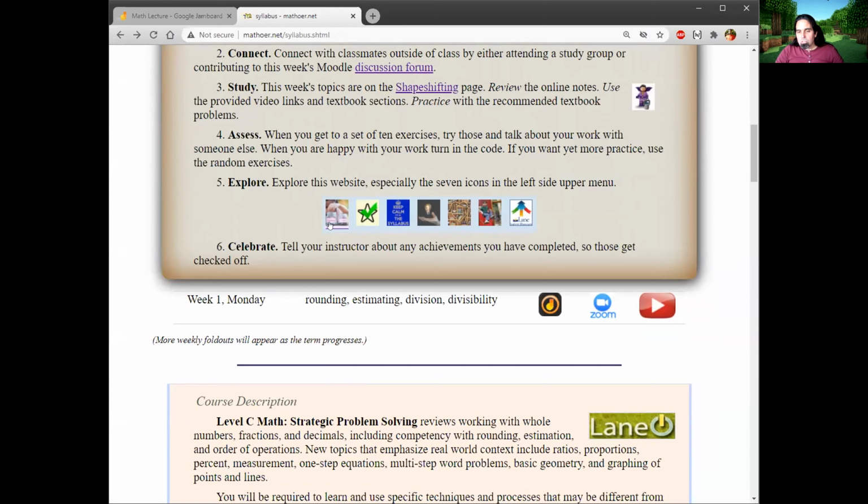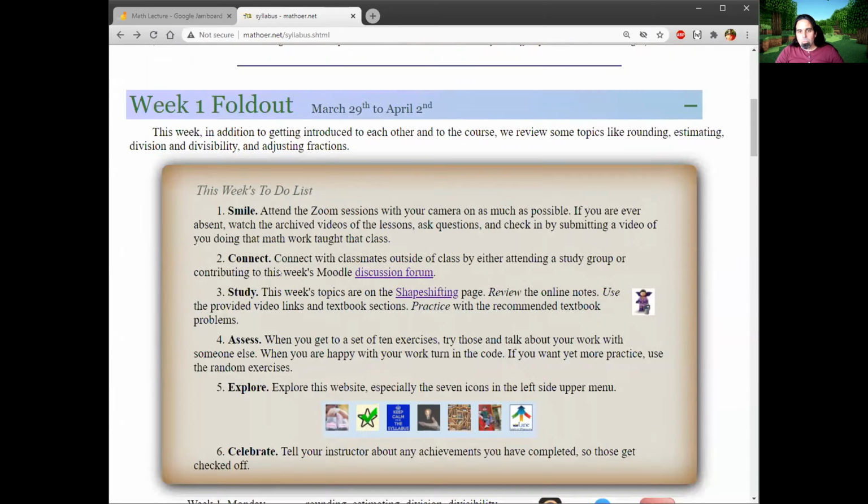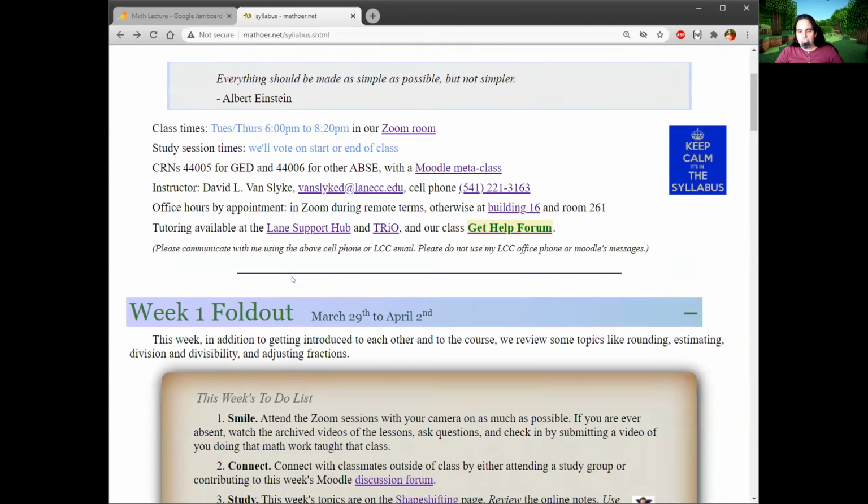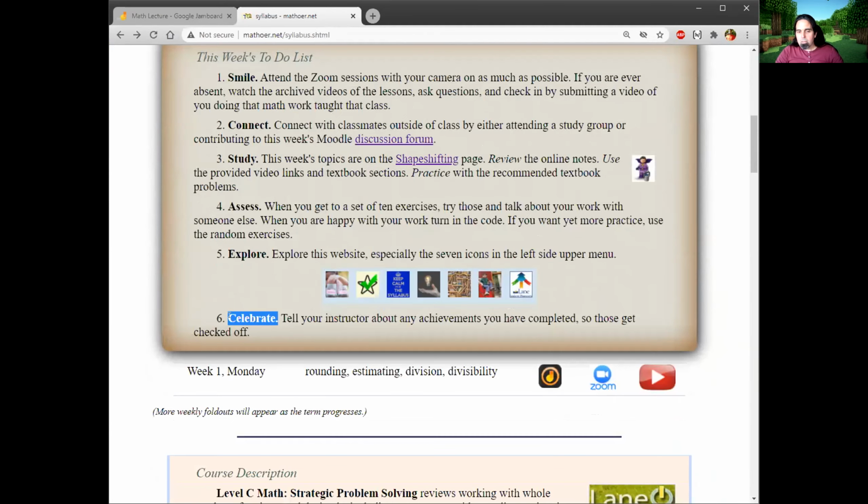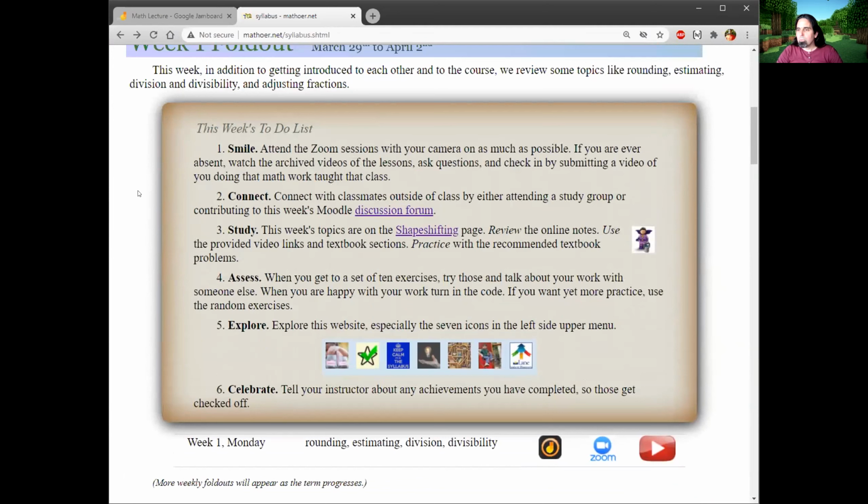Step 5, since it's the first week, explore the website, especially that menu there, which I've just copied from up above. And then lastly, if you have earned any achievements already, then tell me and we'll start checking them off. Okay, questions about your to-do list for the week?